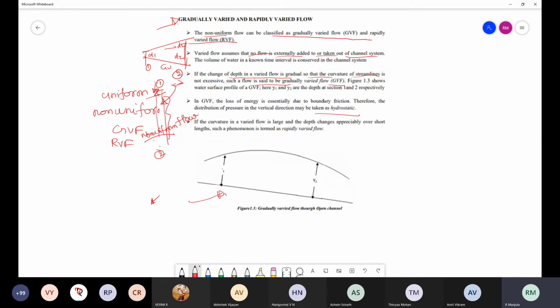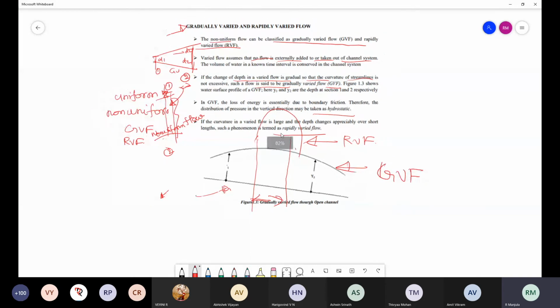And if the curvature in a varied flow is large, and the depth changes appreciably over a short length, suppose I am taking this short length but the variation is like this, then I can say this is a rapidly varied flow. So if the curvature in a varied flow is large but over a short length, then it is a rapidly varied flow. This phenomenon is called rapidly varied flow, and this phenomenon is called gradually varied flow.